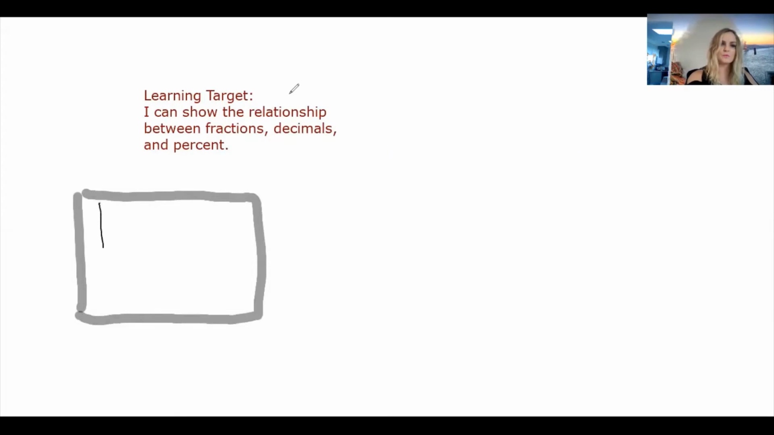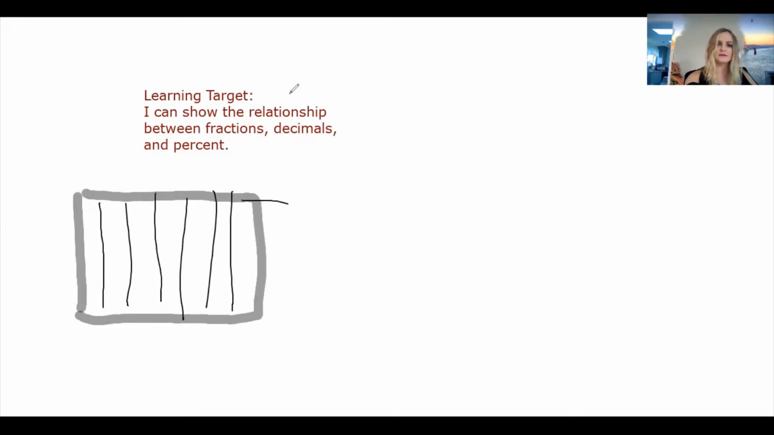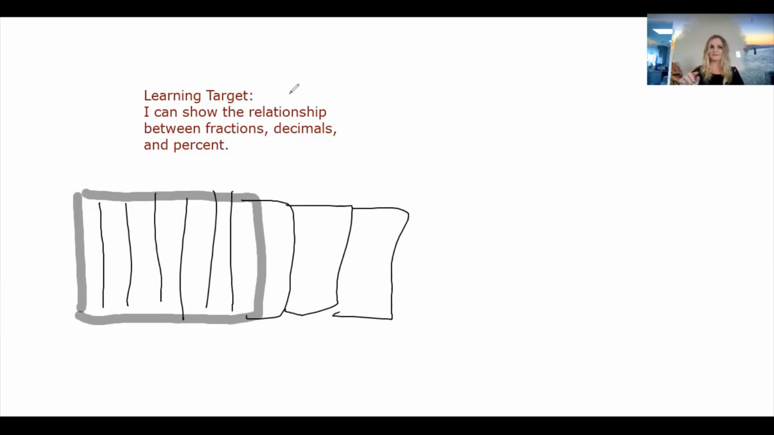And if I go 1, 2, 3, how many lines do we have to draw to get 10? Exactly, 9. 1, 2, 3, 4, 5, 6, 7, 8, 9, 10. Oh, this looks wonderful. So now altogether we have 10 boxes. 1, 2, 3, 4, 5, 6, 7, 8, 9, 10.